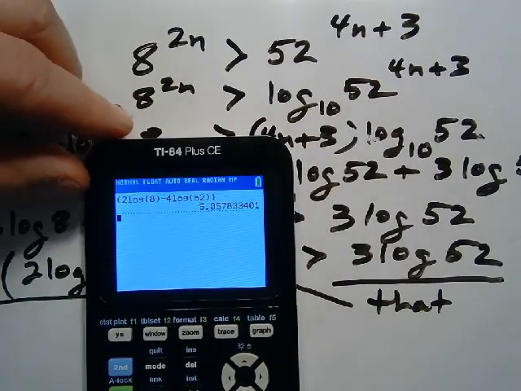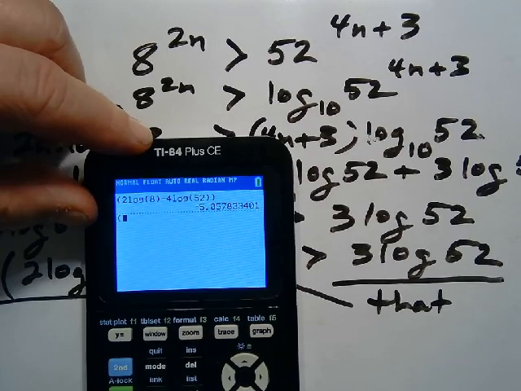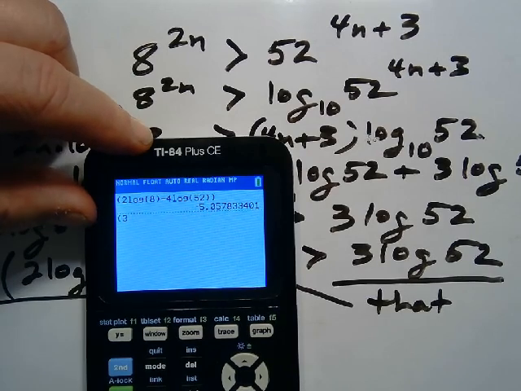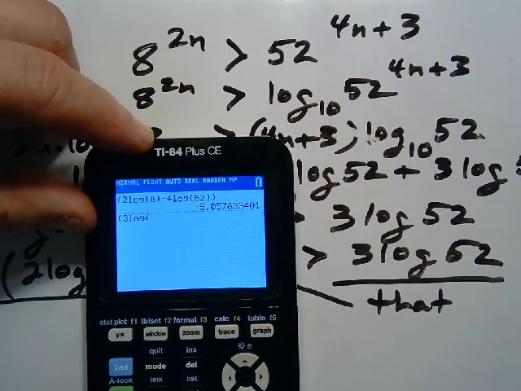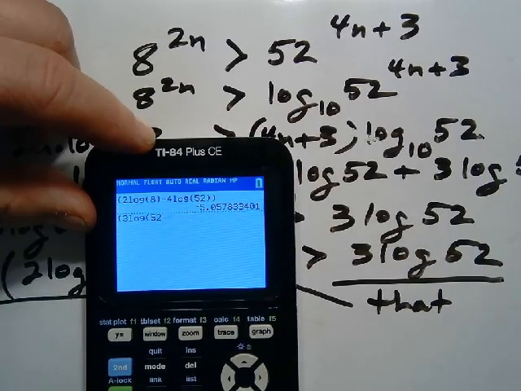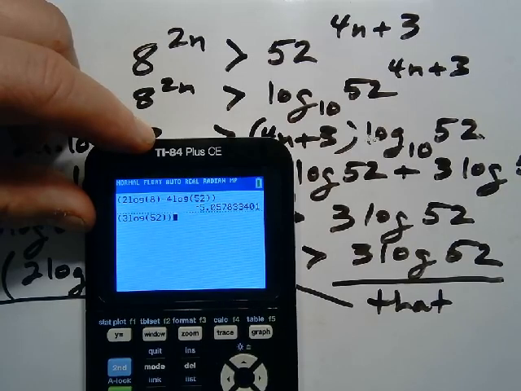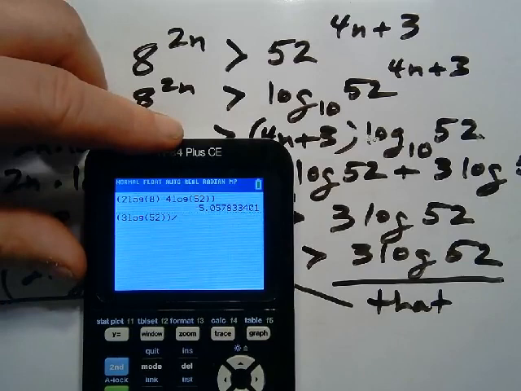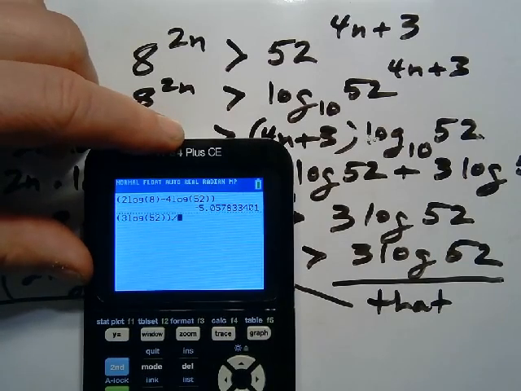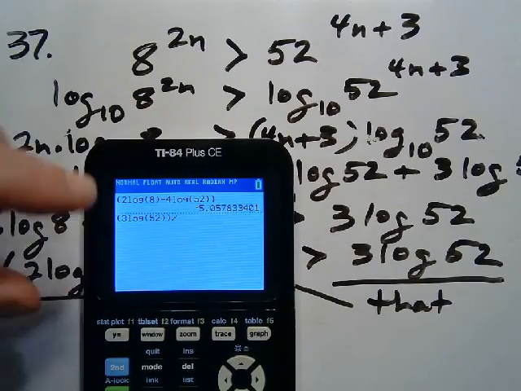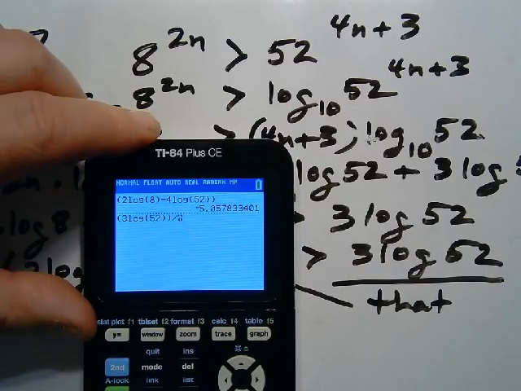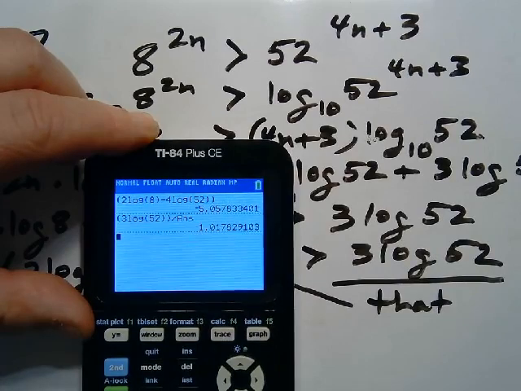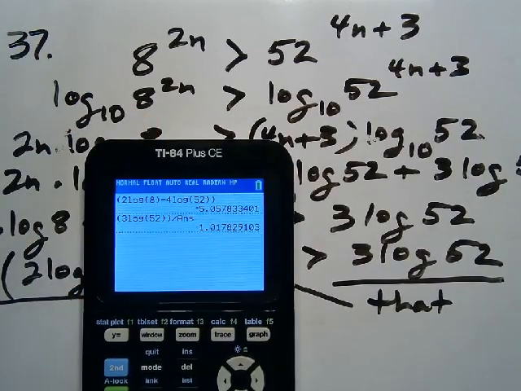It's over here. Parentheses, 3 log base 10 of 52. We're looking at this number right here. Close the parentheses, close the numerator. And we're going to divide it by that number we just divided by. I don't have to enter it again. I'm going to use my answer key. That's second, and way down at the bottom, you'll see answer, and it pulls up that old answer. And we hit enter.